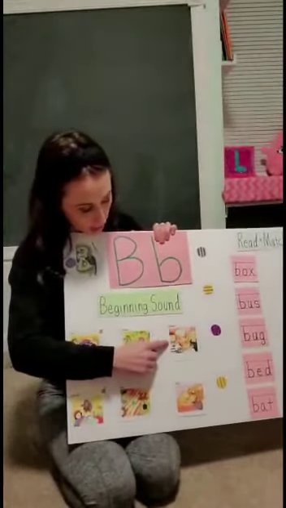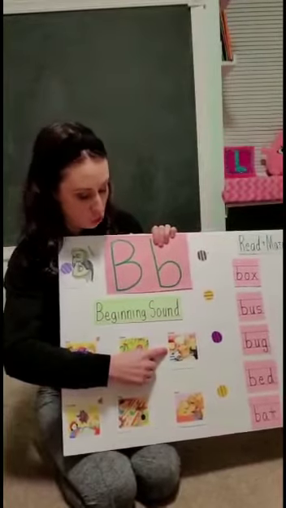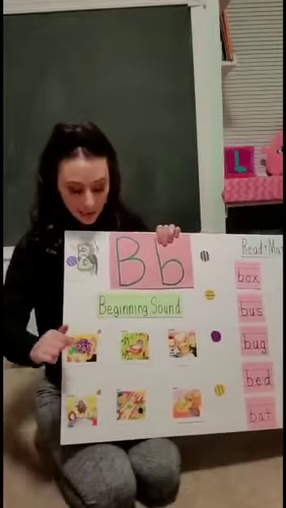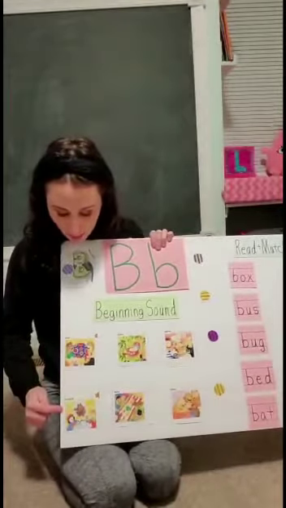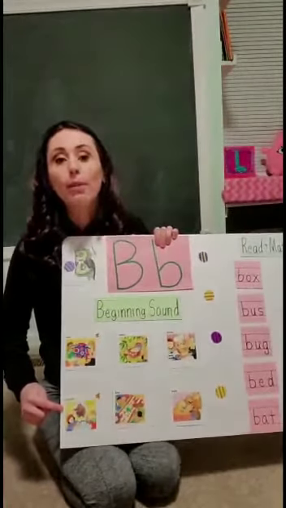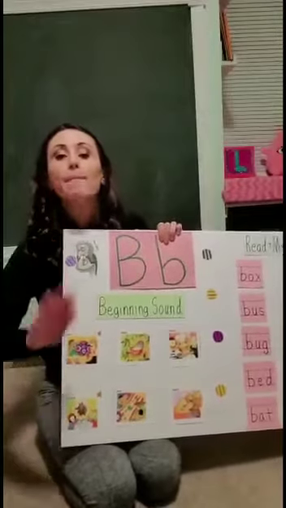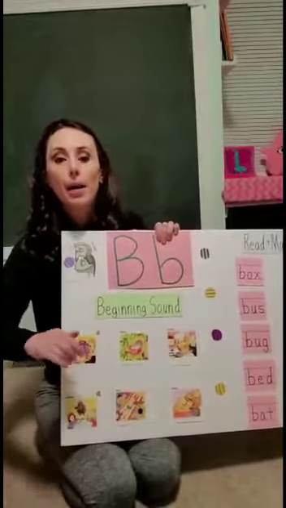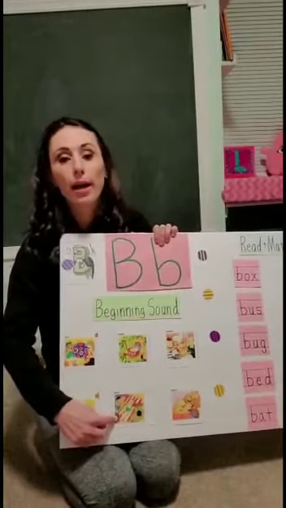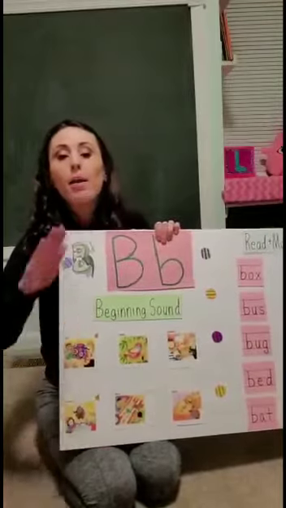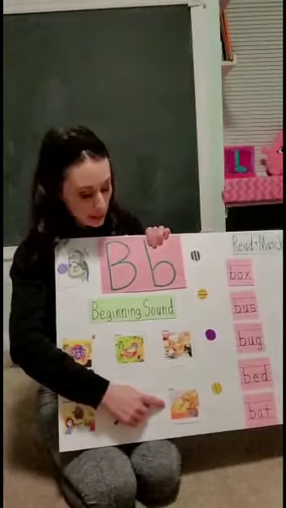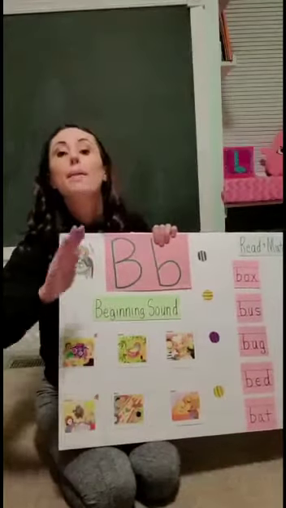Then we have a baker that makes delicious bread. Ready? Let's do baker. B, b, baker. B, b, baker. The next one is bubbles. Who loves to blow bubbles outside? I know I do. Let's do the word bubble together. Ready? B, b, bubble. B, b, bubble. Now we have a boy. Ready? Let's do the word boy. B, b, boy. B, b, boy. Our last one is a bear. Let's do the bear together. B, b, bear.